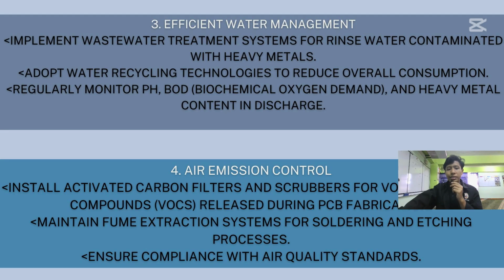And the last key is air emission control. So install activated carbon filters and scrubbers for volatile organic compounds or VOCs released during PCB fabrication. Maintain fume extraction systems for soldering and etching processes, and ensure compliance with air quality standards.